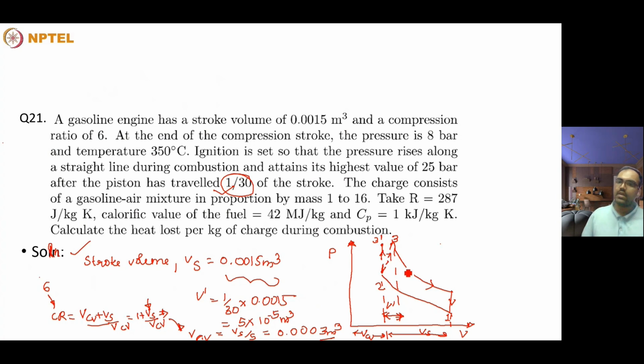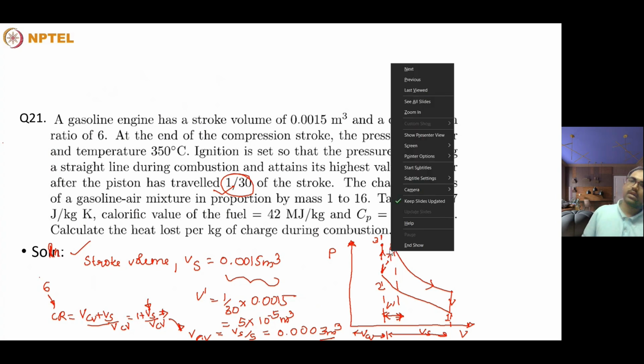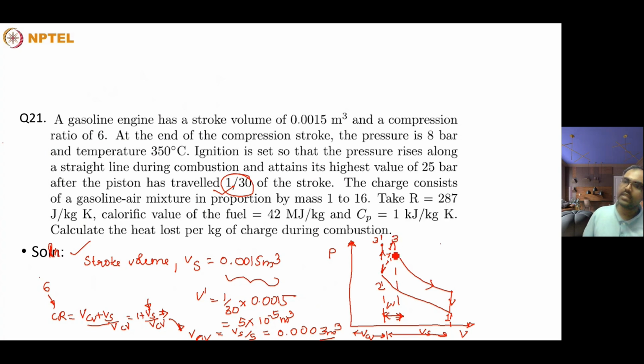So we need to calculate the actual heat added in this process. For that, we need to use the ideal gas equations. We have to calculate the work done in this process, and we have to calculate the internal energy change in this process. The addition of this work done and the internal energy change between 2 to 3 will give the heat added in this process.